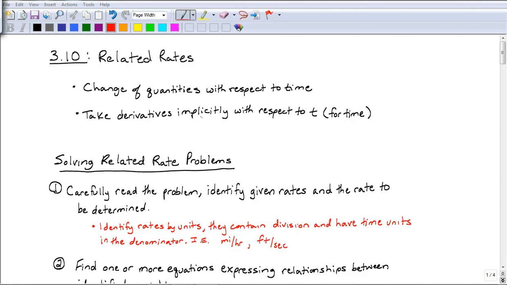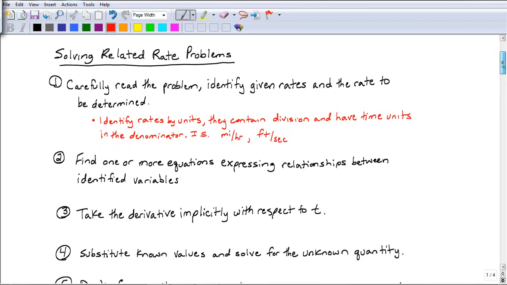We can take the derivative implicitly, because a lot of the times the letters we're taking derivatives of aren't t. They don't stand for time. So when we take derivatives, we take them implicitly with respect to time. Any related rate problem, you need to take the derivative with respect to time.